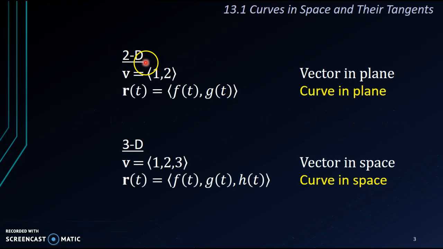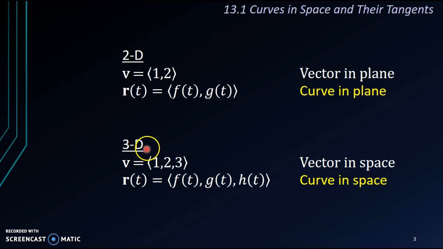In a two-dimensional system, if we have a vector where the components are all numbers, these we call vectors in plane. But if the components inside are not only numbers but functions, then we will get a curve in plane.